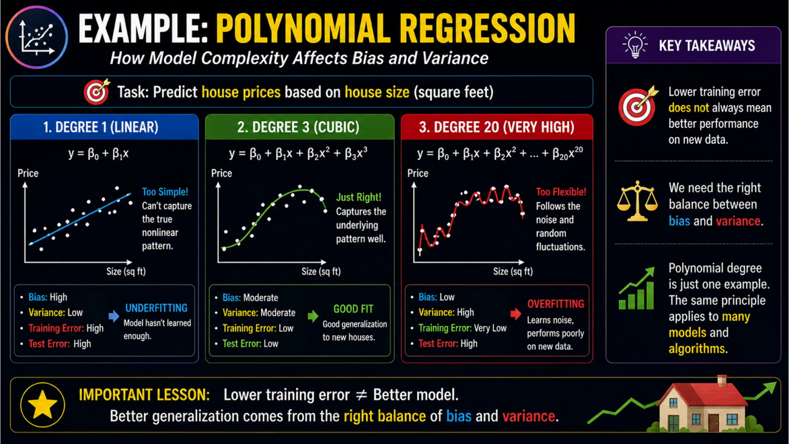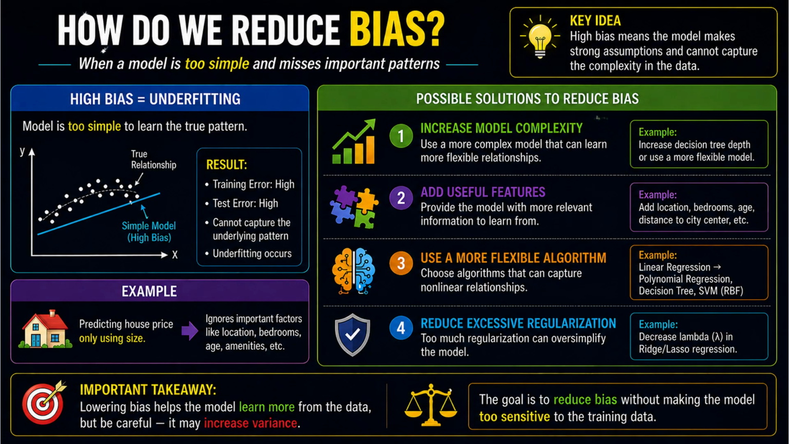Now, you may think, if I increase the degree, what happens? You can increase the degree to 20, but it's too flexible, it follows the noise and random fluctuations. So this is the problem. Low training error does not mean it's a better model. Better generalization comes from the right balance of bias and variance.